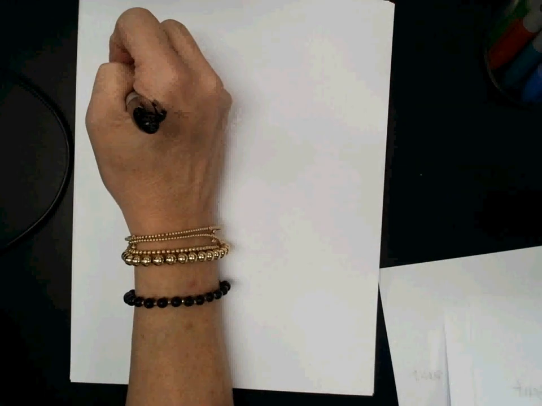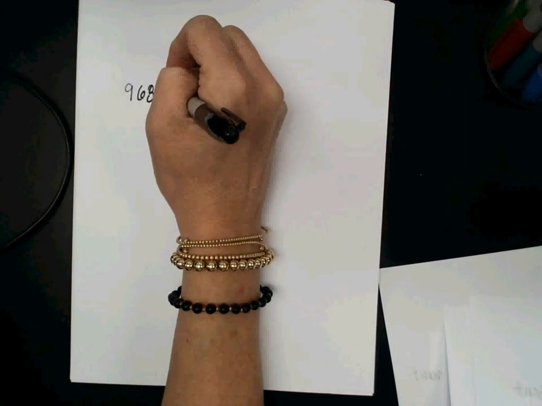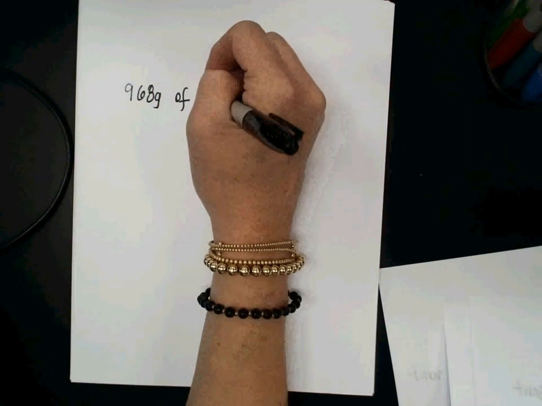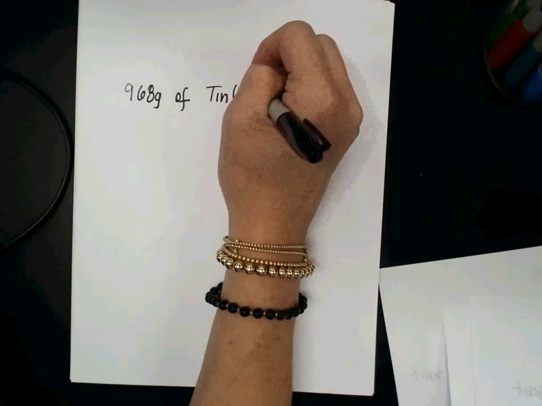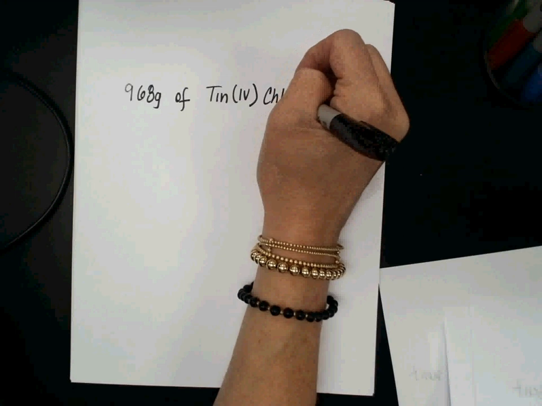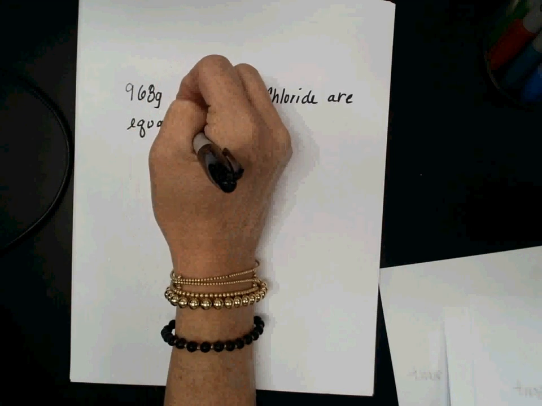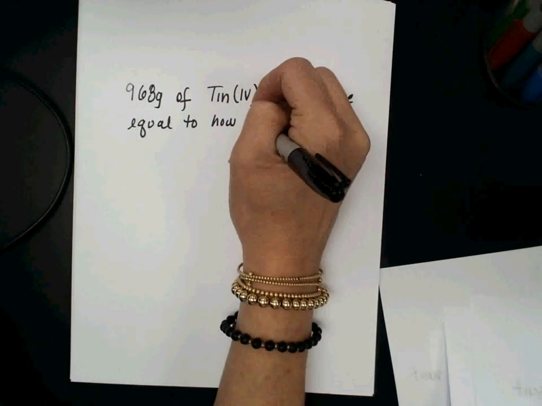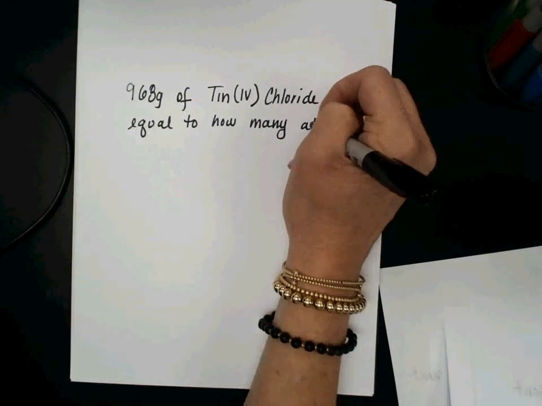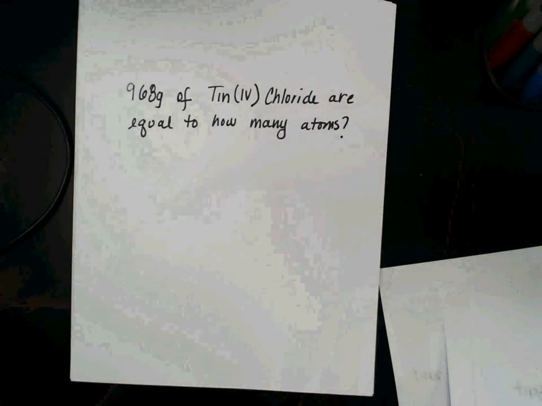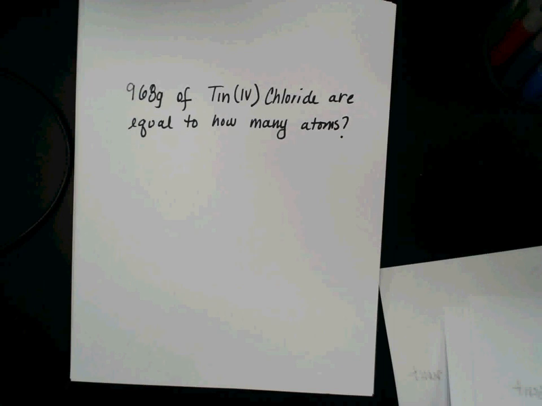All right, let's try this one. 968 grams of tin 4 chloride are equal to how many atoms? So here's what I want you to figure out first. Your formula and how many steps. Then when you have that, stand up. We'll check the formula before you move forward.